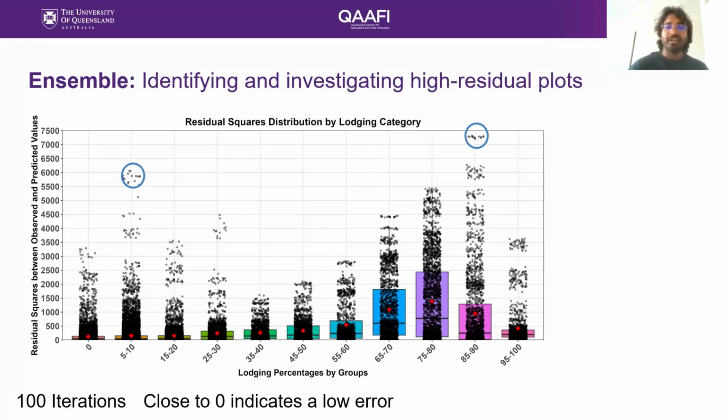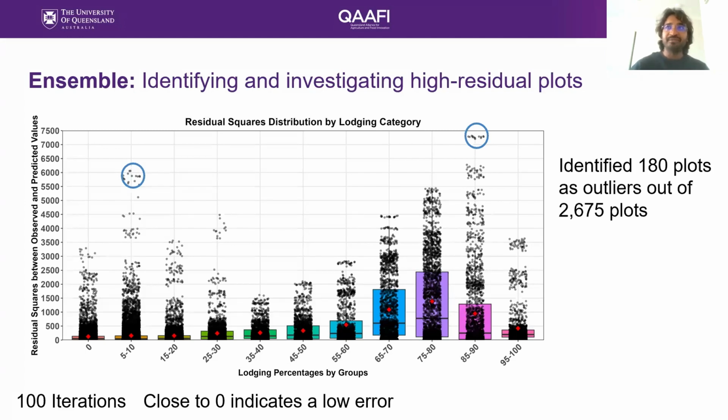However, some plots showed very large differences between observed and predicted lodging values. These poorly predicted plots appeared as potential outliers. Therefore, we set a criteria to identify those plots for further visual inspection. Using the criteria, we identified 180 plots as outliers of a total of 2,675 plots.